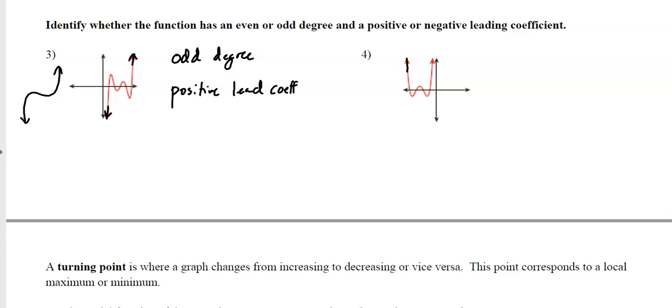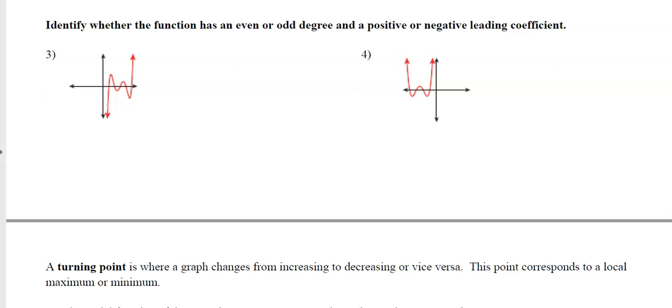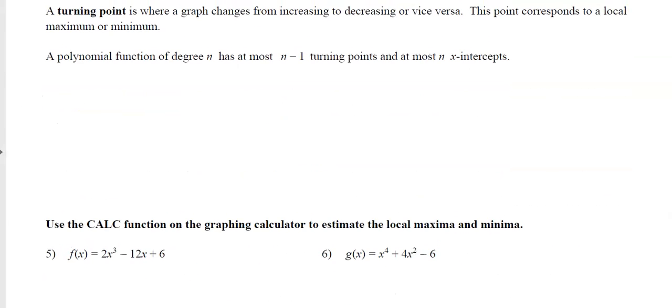Well, these guys are going in the same direction. So this is an even degree. And it also has to have a positive lead coefficient because x squared does like that when the lead coefficient's positive. Kind of goes back to your quadratic stuff.